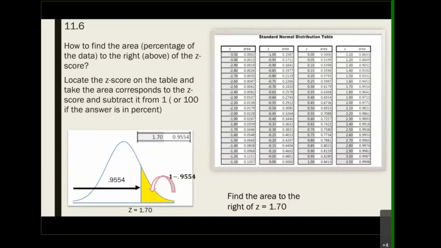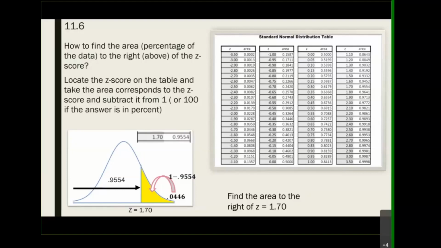To find it, we need to take 1 minus that item. Why 1? Because the total probability is 1, or the total percentage is 100%. So we take 1 minus the item to the left, which is the area from the table. If we subtract, everybody see that it is 0.0446. To find the area to the right, we have to do 1 extra step: subtract it from 1, the total possible probability.